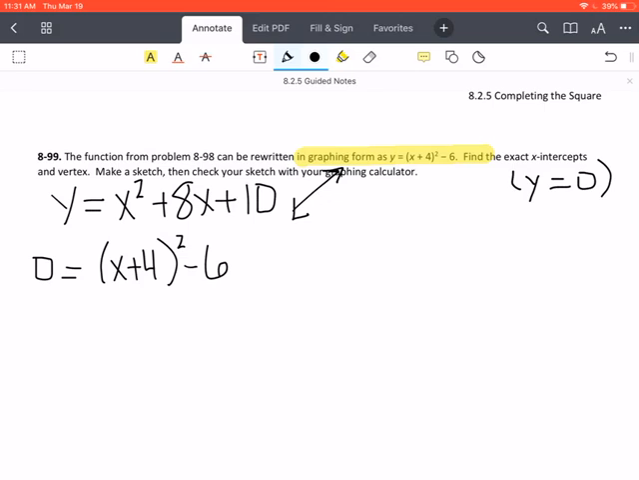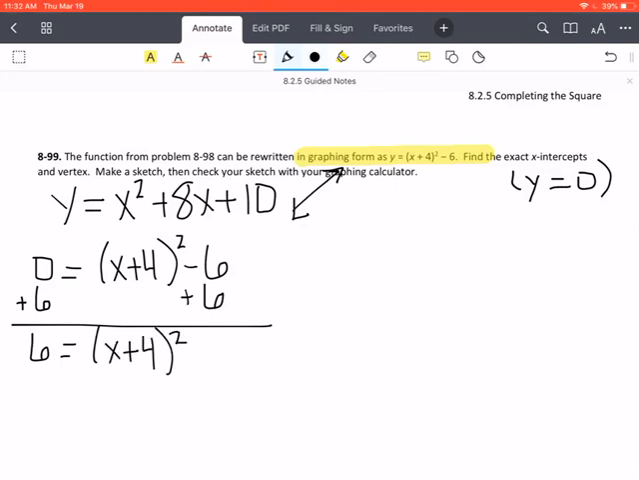Okay, so when we are in graphing form, we cannot use ZPP. We have to use undoing by working outside in. A lot of times I call this reverse PEMDAS. So we are going to go ahead and undo this subtraction with addition. And we see that we now have 6 equals (x plus 4) quantity squared.